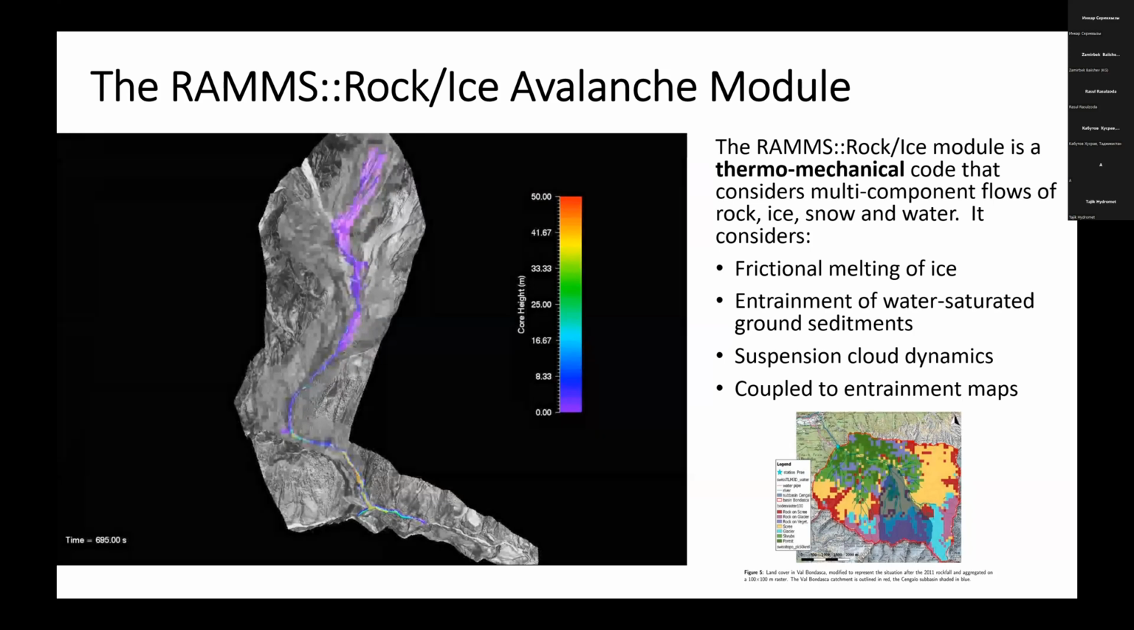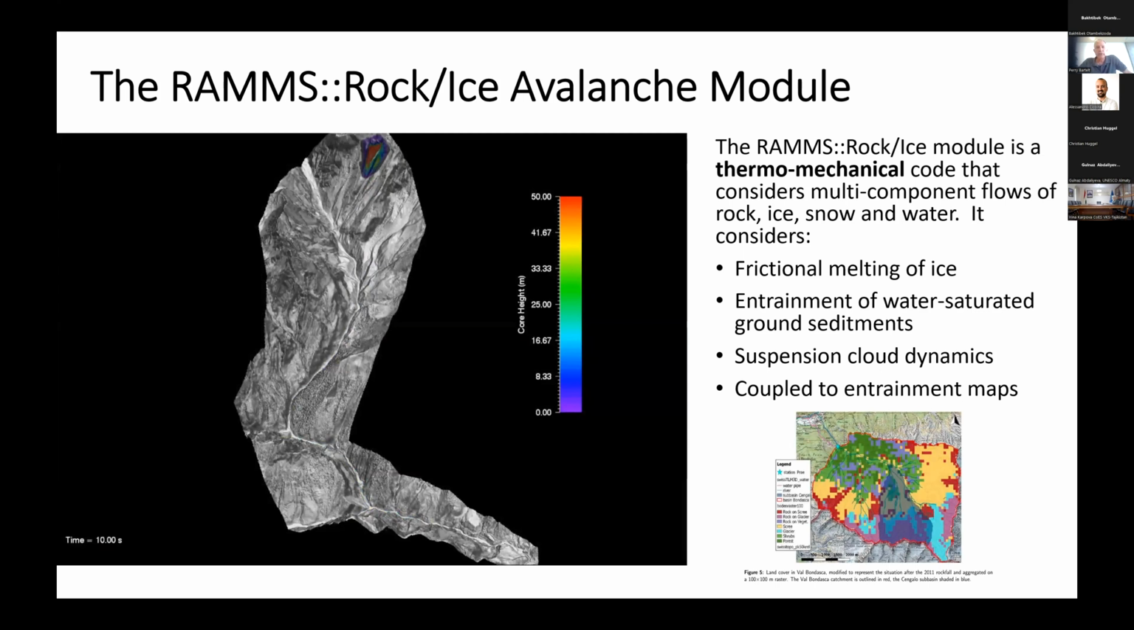What we're working on now are different thermomechanical processes that we include in the model: frictional melting of ice, entrainment of water-saturated ground sediments, which is important, and the suspension cloud. And what is extremely important is knowing what can be entrained by the event over time. When you're talking about large valleys and large regions, this can change dramatically from the upper catchment, where you have maybe ice, to the lower catchments, where you have tremendous amounts of sediments. We're working on getting what we call entrainment maps integrated into the model, using case studies right now to validate the model.